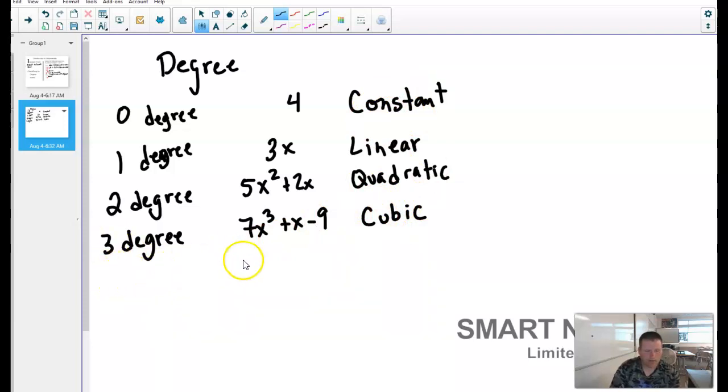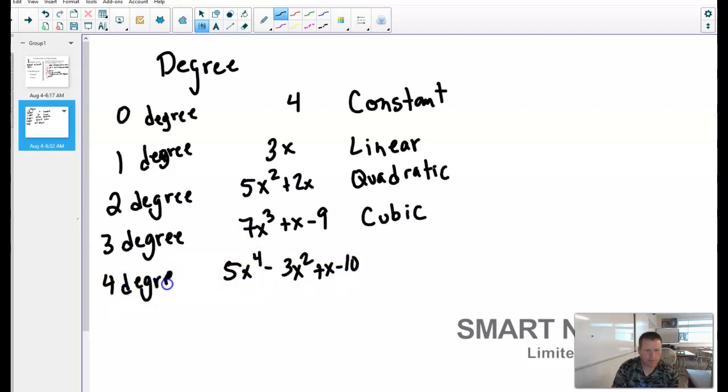So like if I have 5x to the 4th minus 3x squared plus x minus 10, we're just going to call it a fourth degree polynomial.